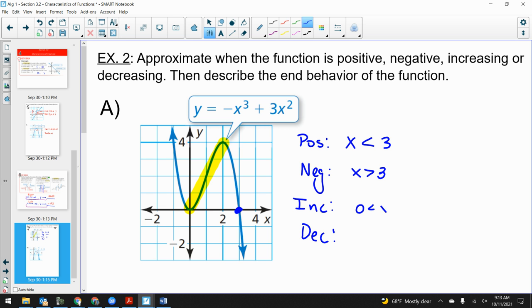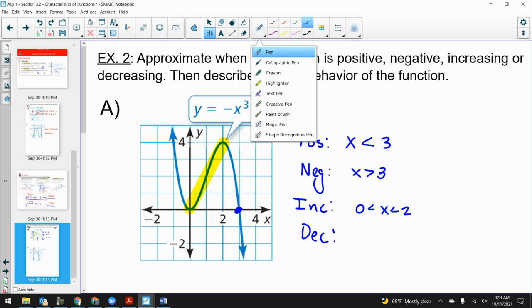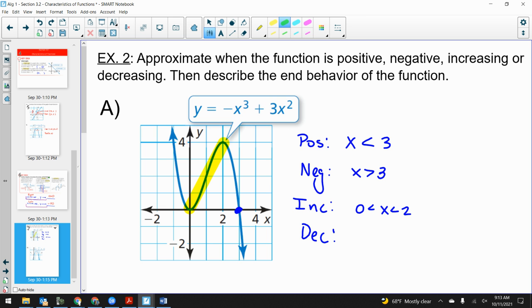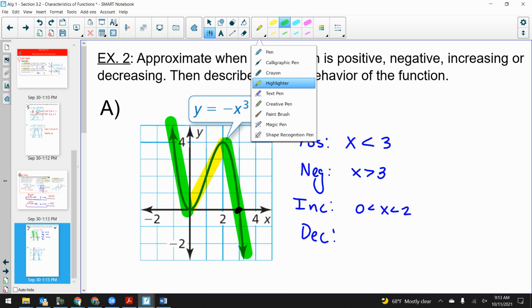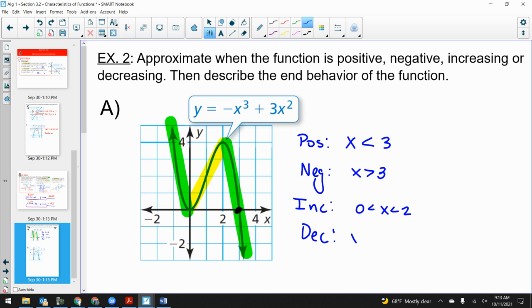Well, how do we write that? Oh, yeah, it's that compound inequality. It's because this is continuous, right? So I've got to use my compound inequality. Well, if it's increasing from here to here, then it's got to be decreasing everywhere else. Decreasing here, decreasing here. Okay, so every x value below 0, or every x value above 2.